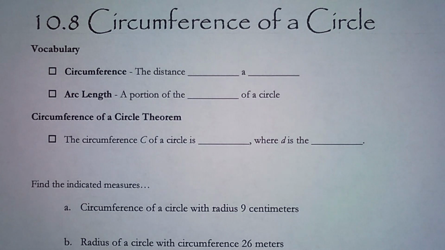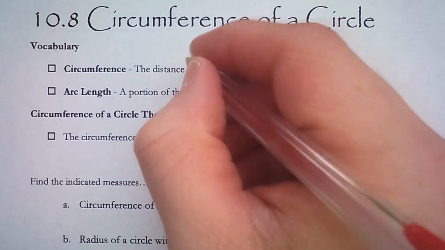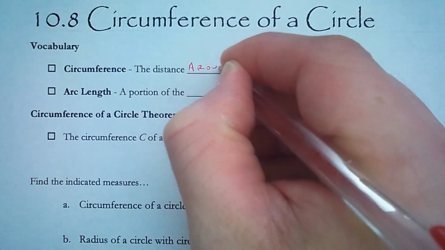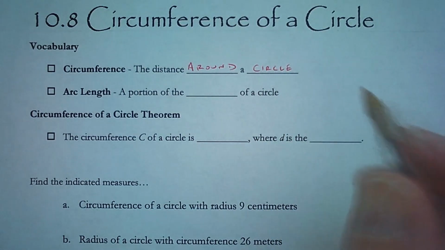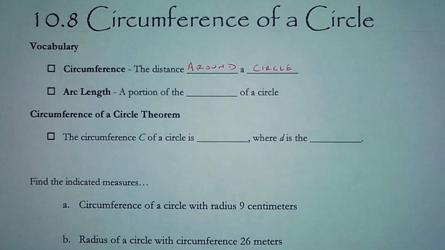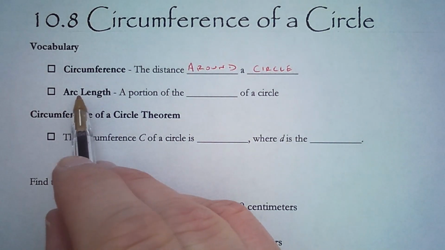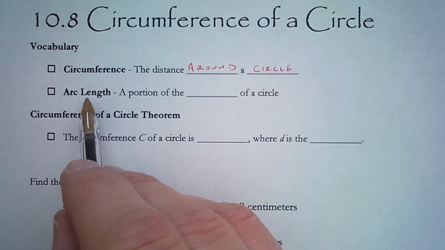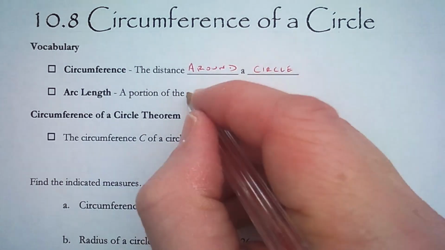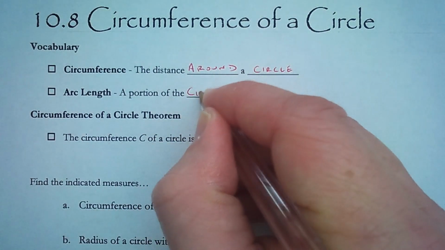Hey guys, today we are going to talk about circumference of a circle. The circumference is the distance around a circle. Okay, so we're going to learn how to find the distance around a circle. We're also going to deal with arc length, but I'll actually put that in a second video. Arc length is a portion of the circumference of a circle.